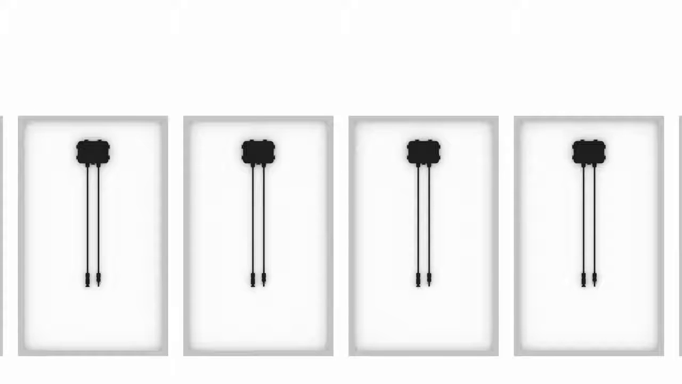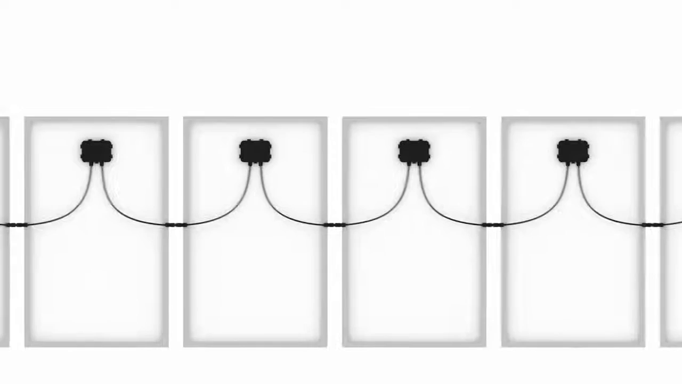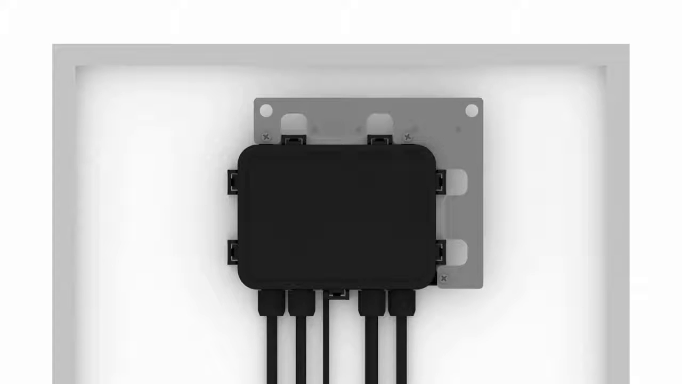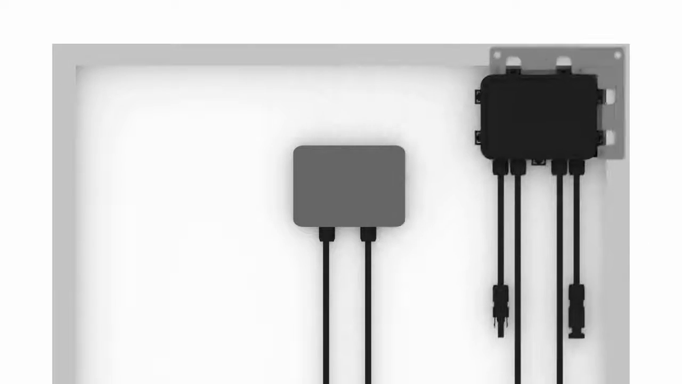Since TS4 integrated smart modules already have the electronics built in, they are installed and connected in series just like regular modules. The TS4R add-on units have a bracket that mounts quickly and easily to the module frame without tools.